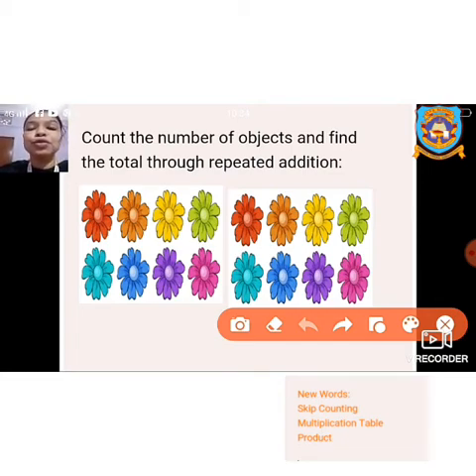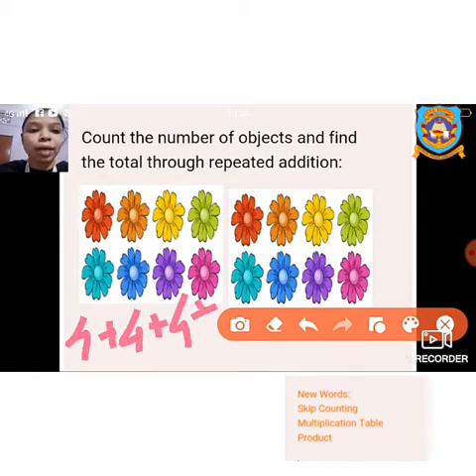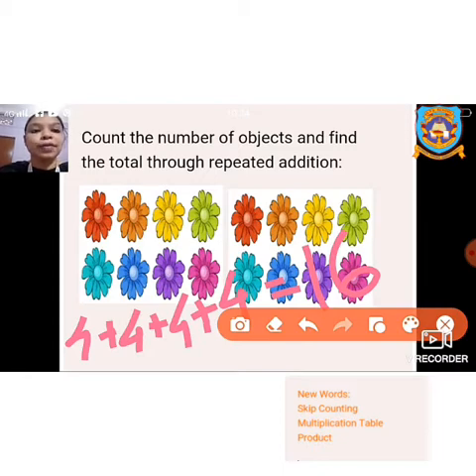Now we have to do it through repeated addition. How can we do it? We can add, isn't it? So 4 plus 4 plus 4 plus 4. 4 groups and 4 flowers in each group. Now what is the total? The total is 16. So through repeated addition we can find out there are a total of 16 flowers. Instead of counting one by one, we can find the total through repeated addition.